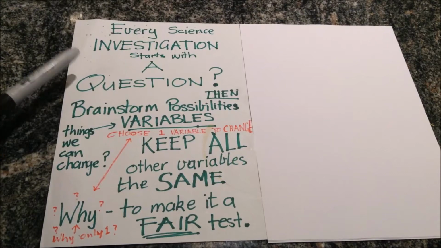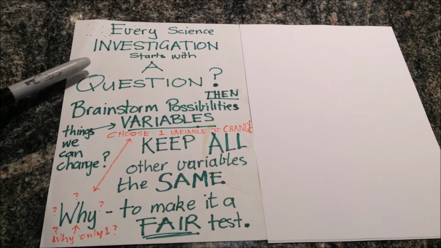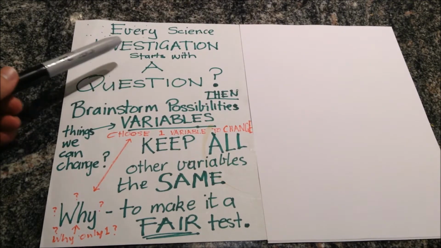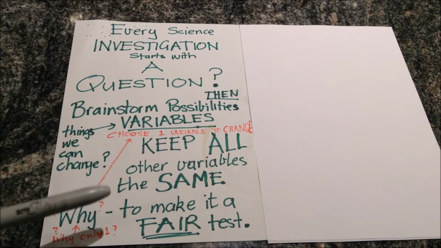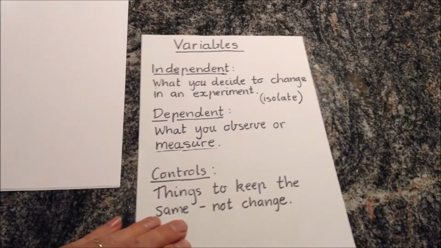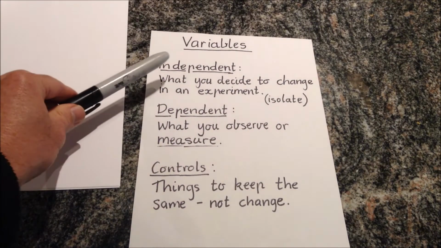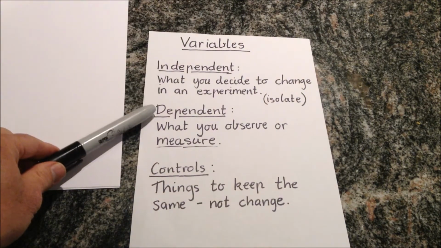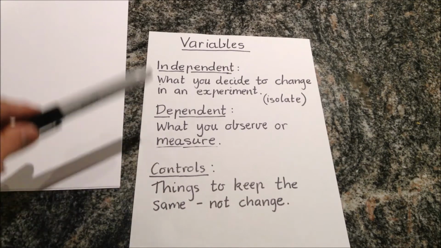So I'm going to start by using this performer for our scientific investigation into what will evaporate water more quickly, and that's going to be our question, and we're going to brainstorm the variables and so on. But before we do that, I also want to show you that there are different types of variables. I want to introduce you to independent and dependent variables, and also controls, which are to do with the variables as well.